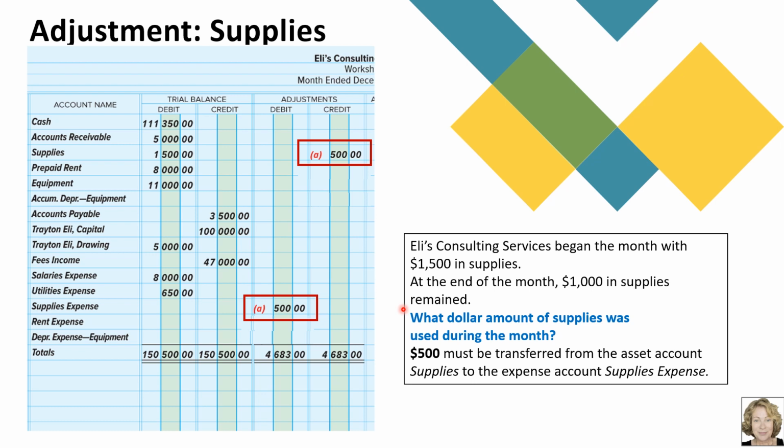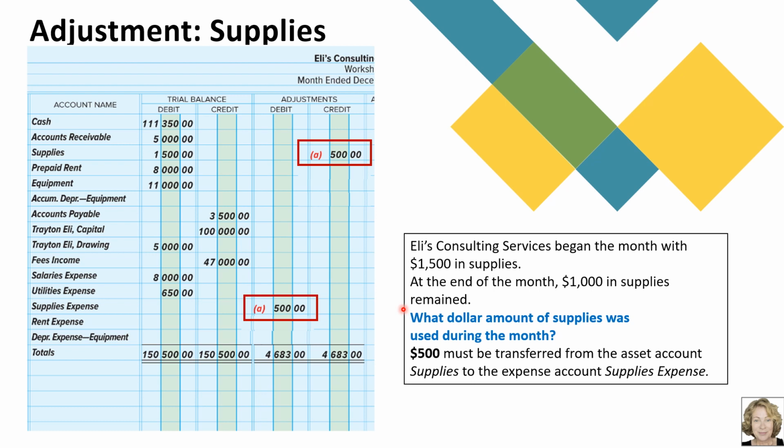We need to transfer $500 out of the supply account to supply expenses. The business could record an entry each time somebody took supplies out of the supply cabinet, but that wouldn't be very efficient. Instead, the business counts at the end of the month how many supplies are remaining in the cabinet and then figures out how much was used by subtracting the ending inventory from the beginning balance.